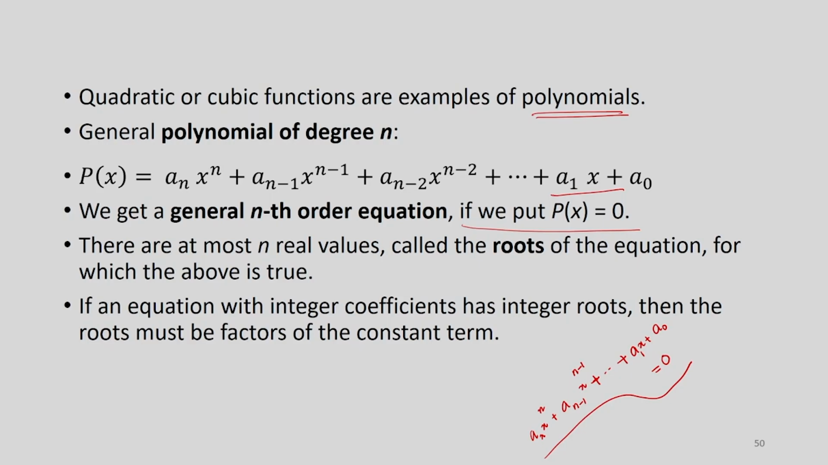If an equation with integer coefficients has integer roots, then the roots must be factors of the constant term. This is a very important result: suppose you have an equation like this and all the coefficients are integers, and suppose you know that the roots are also integers, then those roots must be the factors of this constant term, this a_0. This is an interesting result, and we are going to look at this result more carefully in the next lecture.